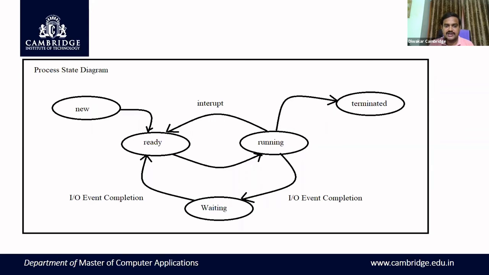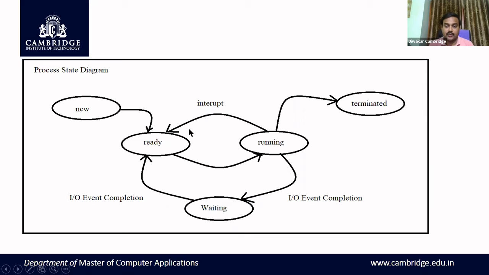In this state diagram, what you're seeing here, the oval is a state, right? That arrow mark is nothing but a transition, right? The transition occurs when the process changes from one state to another state, right?